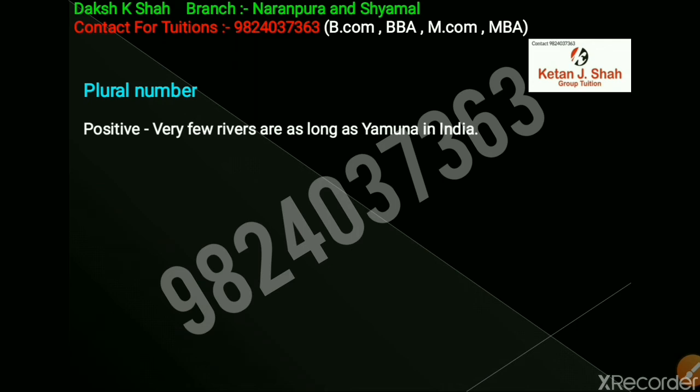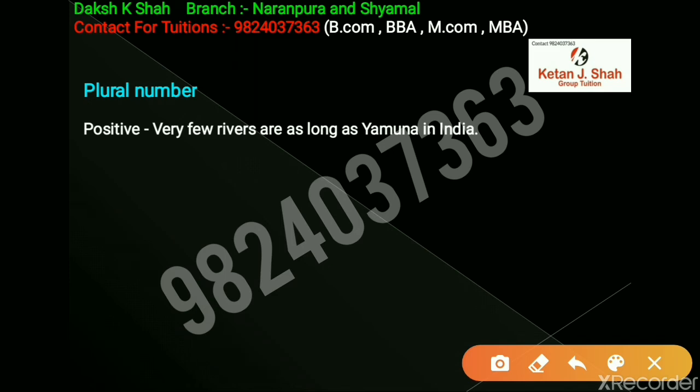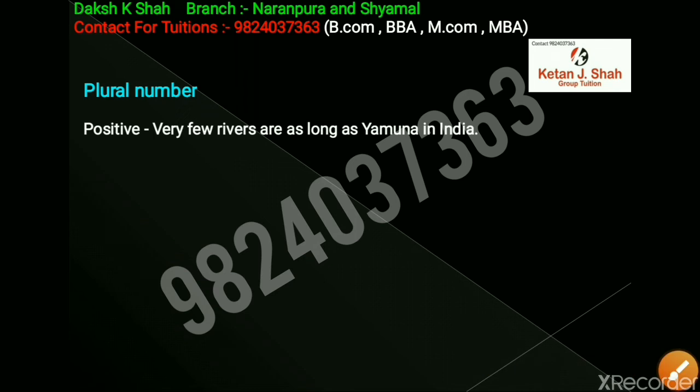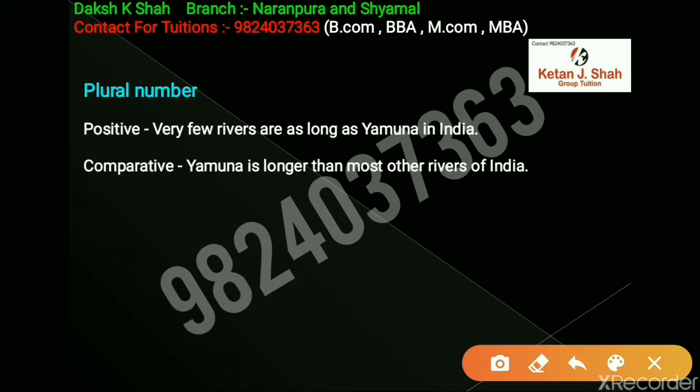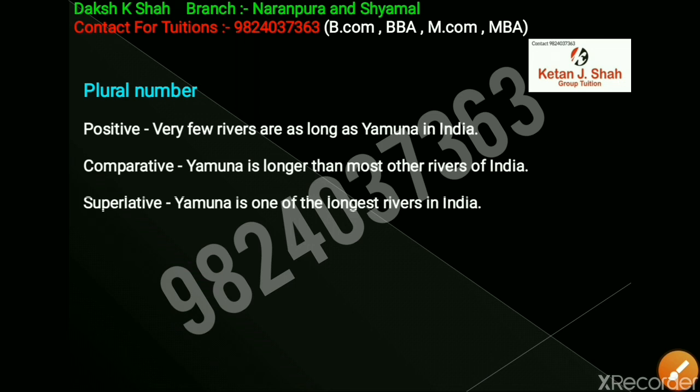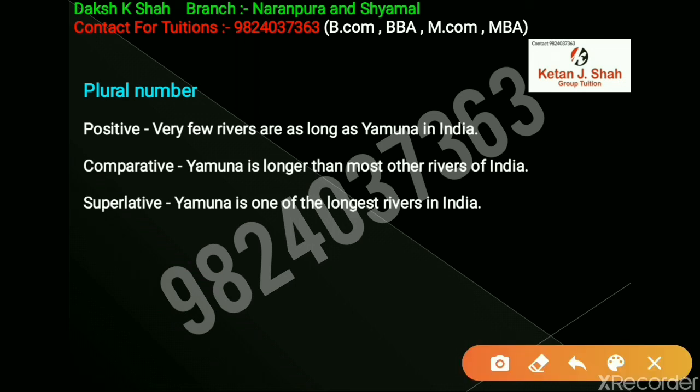Positive. Very few rivers are as long as Yamuna in India. So we can see here that very few is there and as is here. If you check out the formation of this sentence and the formation which I had explained earlier, you will find that they both match. In comparative, Yamuna is longer than most other rivers of India. There is ER and then most other. And in superlative, Yamuna is one of the longest rivers in India. One of the and EST.